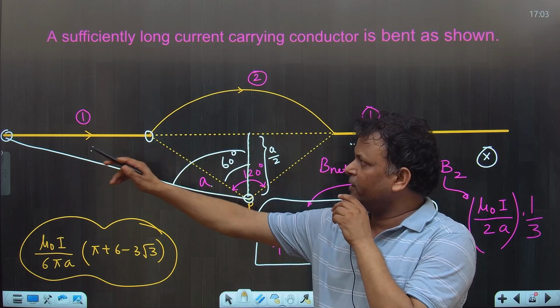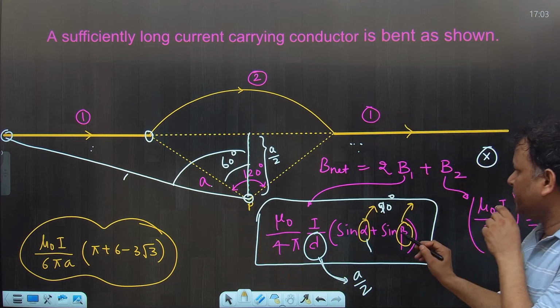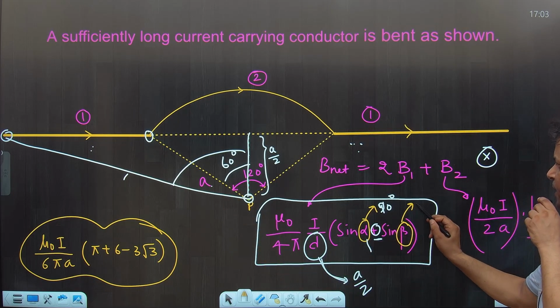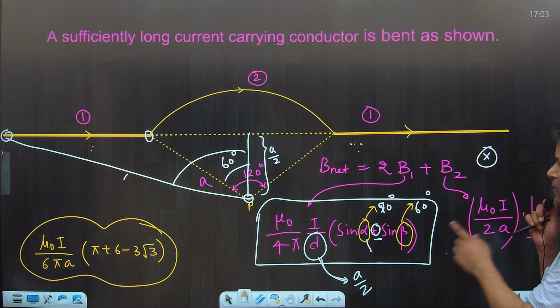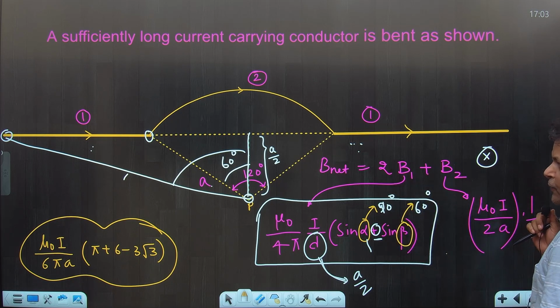So alpha is 90 degree and beta is 60 degree. But here it will be minus, and beta is 60 degree. And we will double it, right? So this is the formula.